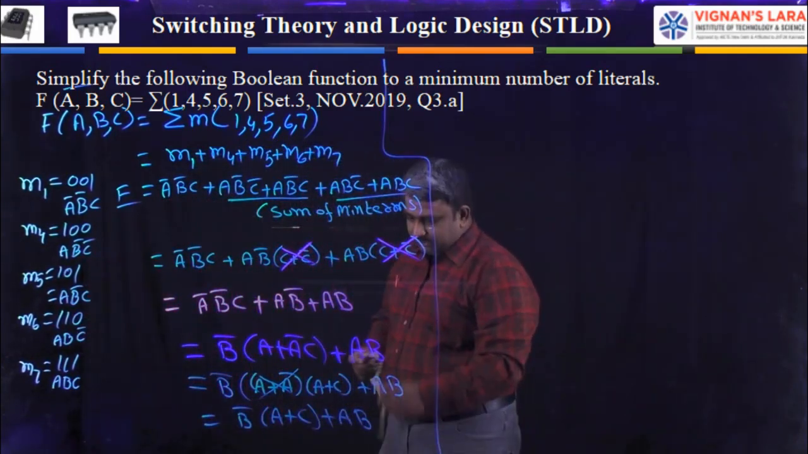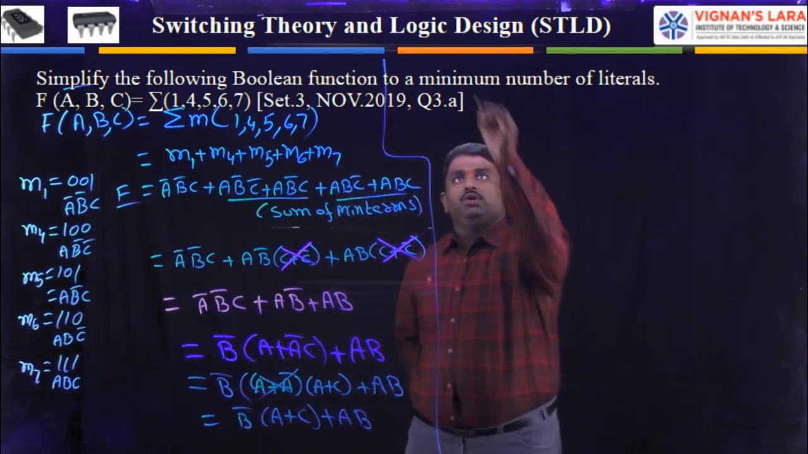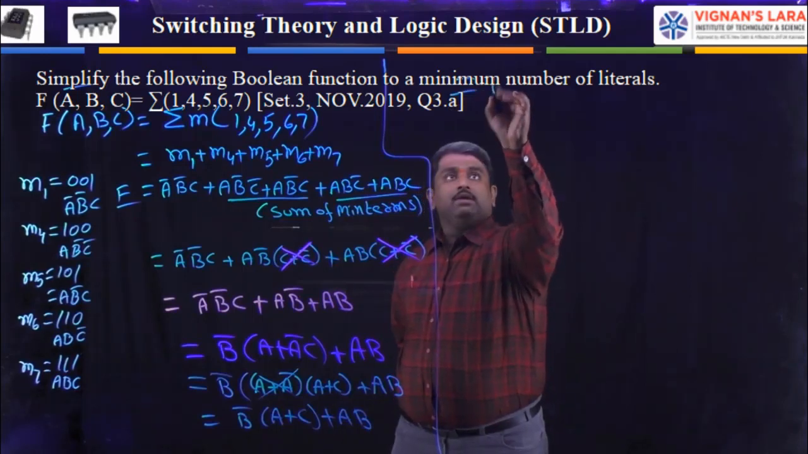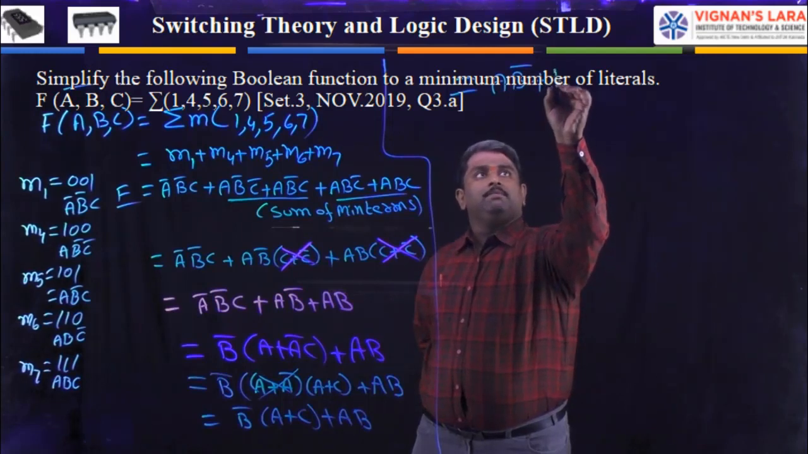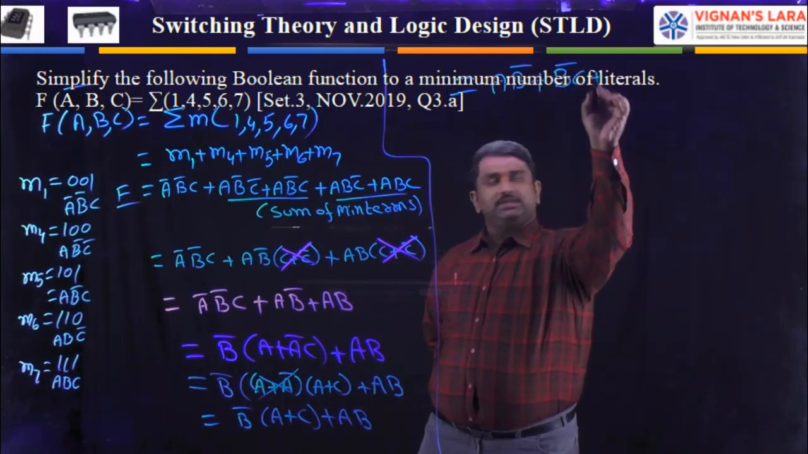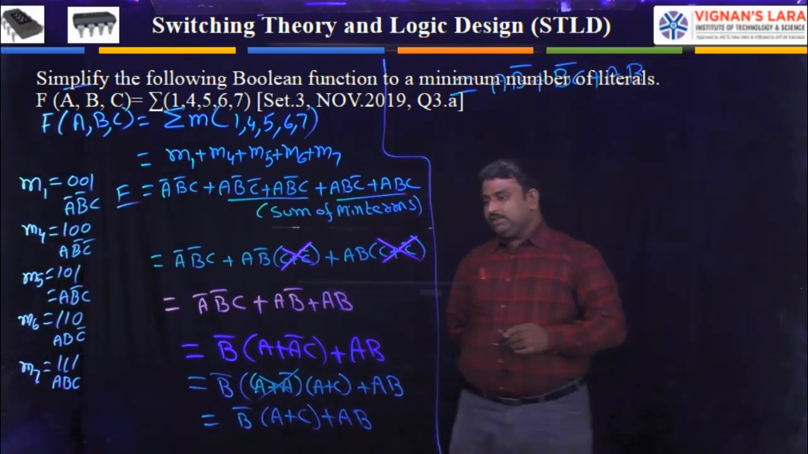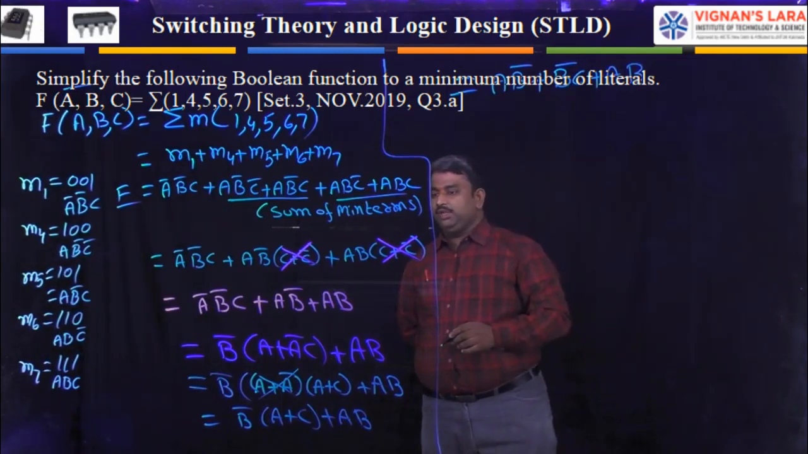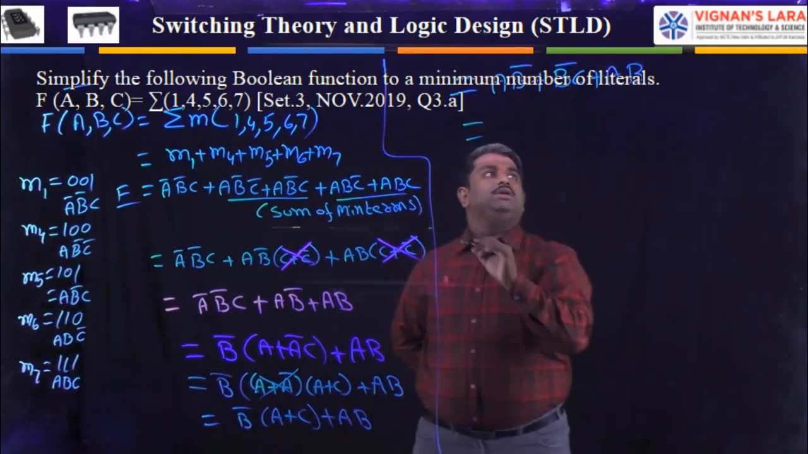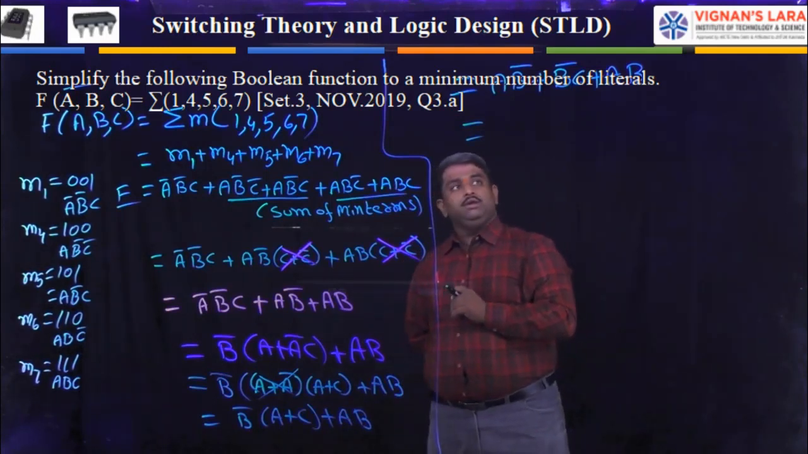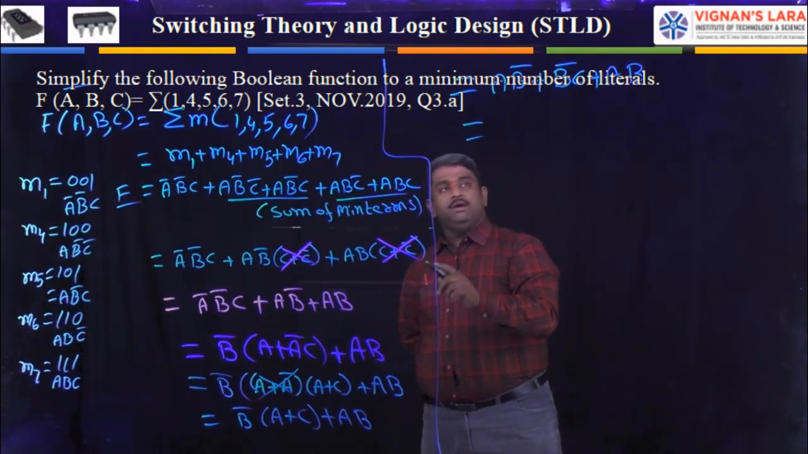You can write this function in this way also. That is equal to a b bar plus b bar c plus ab. Is there any further simplification? Yes, we can take the common from this: a b bar plus b bar c plus ab.